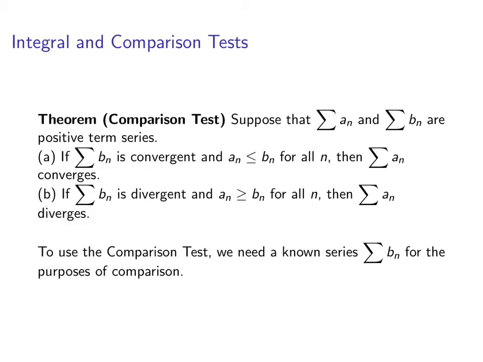If the sum of b sub n is convergent and a sub n is smaller than b sub n for all n, then the sum of a sub n converges. On the other hand, if the sum of b sub n is divergent and the a sub n's are bigger than b sub n's for all n, then the sum of a sub n diverges.